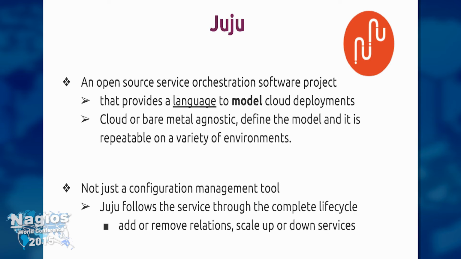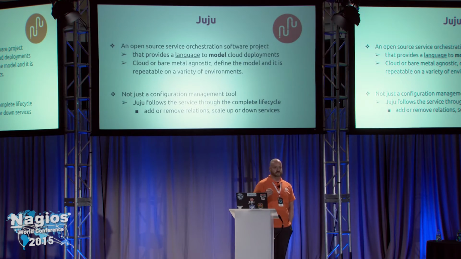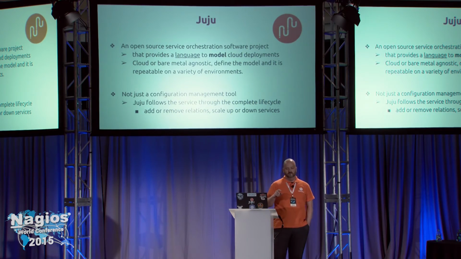So a bit about the name. Juju is a word that literally means magic. And we call it a service orchestration tool. And just like an orchestra, we're trying to get the services to play together. It's a little bit more advanced than a configuration management tool. It follows the service through the life cycle. It doesn't just install and configure it. It talks about connecting the services together. And that's the real power of the service orchestration, is the connection between the services.